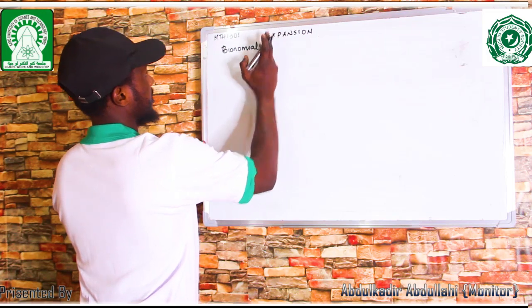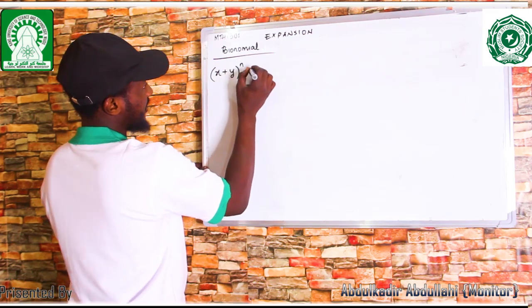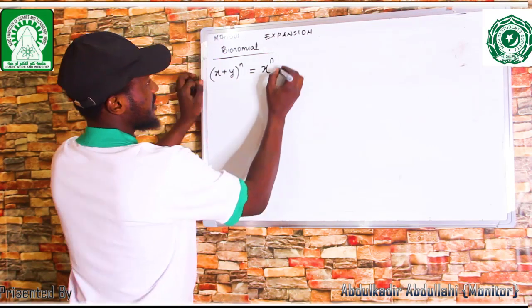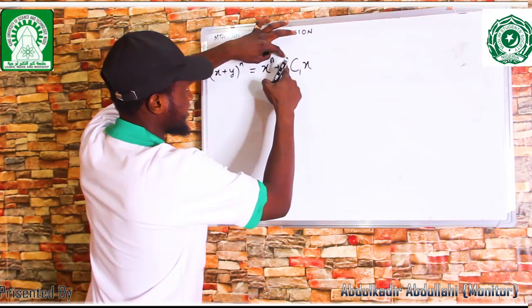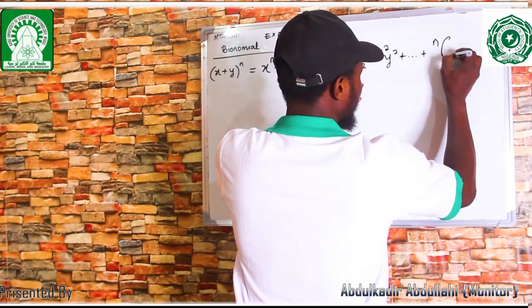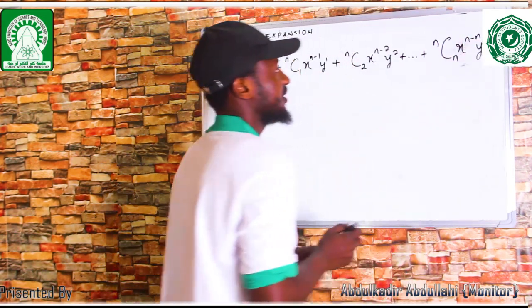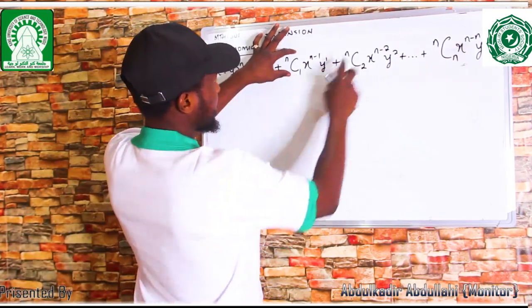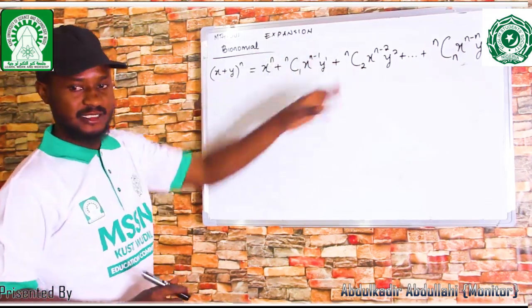Binomial theorem or expansion: if we are given (x plus y) power n, according to the binomial theorem, as usual the first term is this, then the second term is n combination 1, then x power n minus 1, then y power 1, and so on, until n combination n, x power n minus n, then y power n as the last term. So in the binomial theorem, these combinations are the coefficients of the expansion.